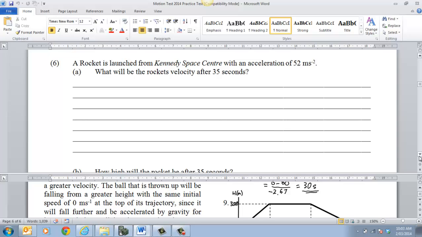Question 6, a rocket's launched from nuclear. This is one where you can't use velocity equals displacement over time, because we're going to have a change in velocity. To work out what the force is, you need to know how long. Obviously, what do we know here? We know the acceleration is the change in metres per second. Therefore, what's the velocity after the interaction through 35 seconds?